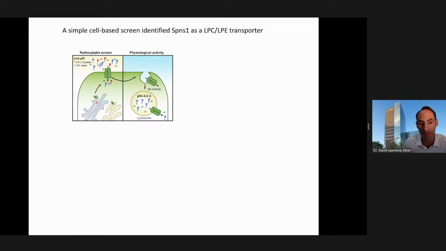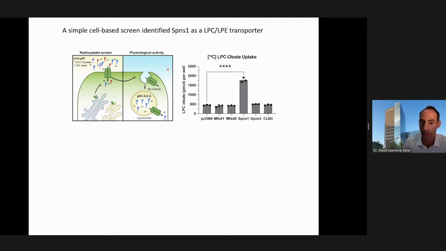So we took advantage of this normal route of transport of membrane proteins on their way to the lysosome to measure their function once they reach the plasma membrane. You can do that by lowering extracellular pH. You can add radioactive LPC and then measure the activity of the MFS transporters. This is the list of MFS transporters that we looked at. All of them are considered orphans. That is, we don't know what ligands they transport.